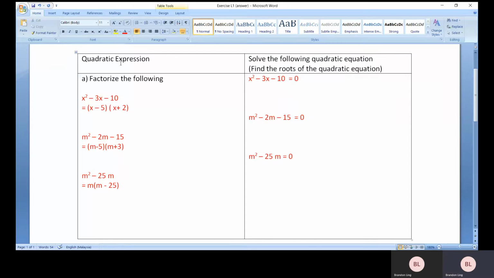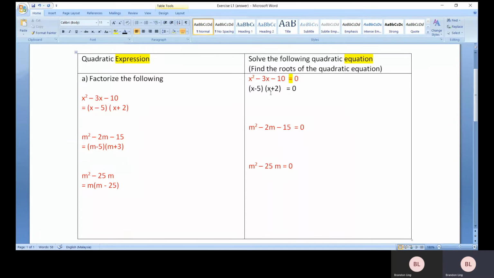So the difference between this expression and this equation is that for an equation, you have an equal sign here. So that's why you need to find out the value of x. Same thing, you need to factorize this part. So you'll be getting x minus 5, x plus 2 equals 0.